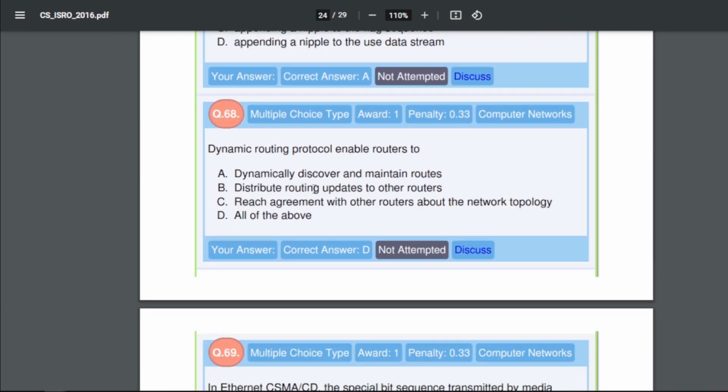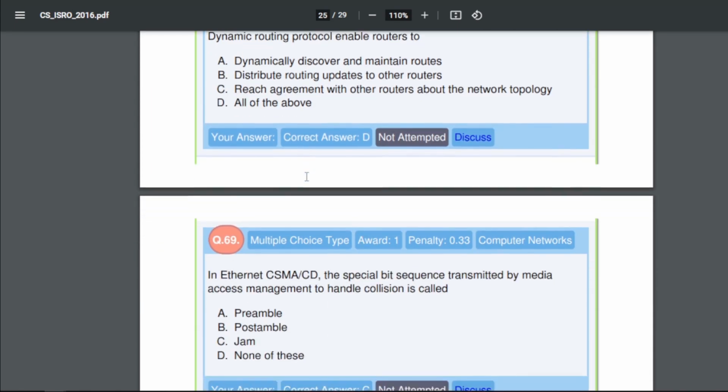Question number 68 is, dynamic routing protocol enables routers to what? For this 68 our answer will be D, that is all of the above. Dynamic routing protocol enables routers to dynamically discover and maintain routes, distribute routing updates to other routers, and reach agreement with other routers about the network topology. So all of the above will be the answer.